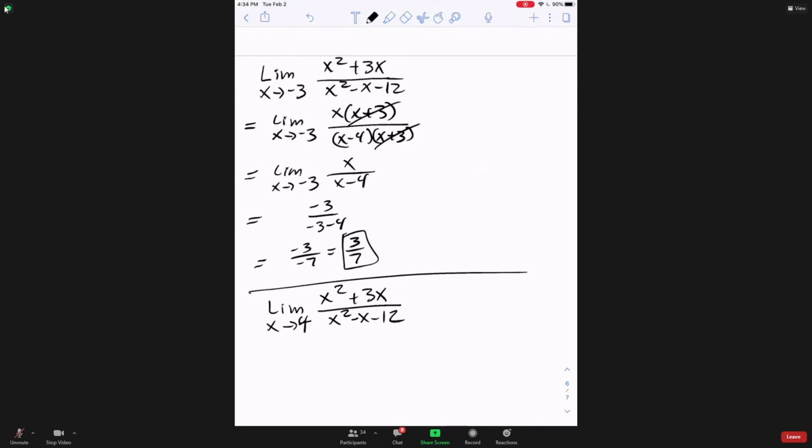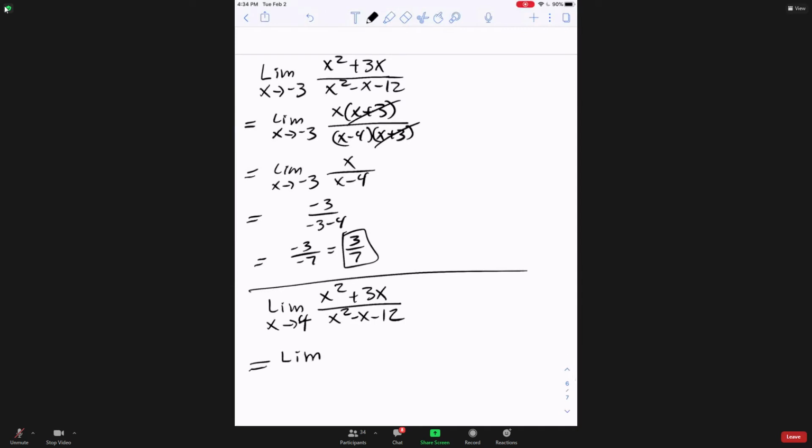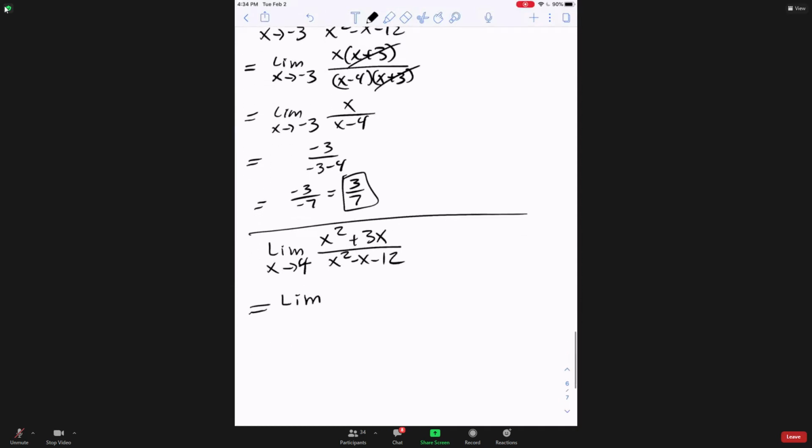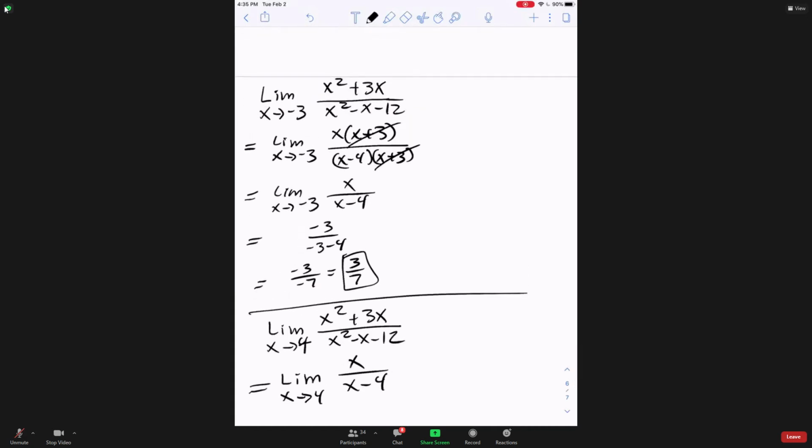All right, so what we're going to do here is, if you try to plug in 4, you actually don't get 0 over 0, you get some other number over 0, which implies that it's not a 0 over 0 case. So for me to easily explain why it's an asymptote, let's just simplify this as much as we can. Limit as x approaches 4, it simplifies the same thing, right? Because it's the same expression. So it's going to end up being x over x minus 4.